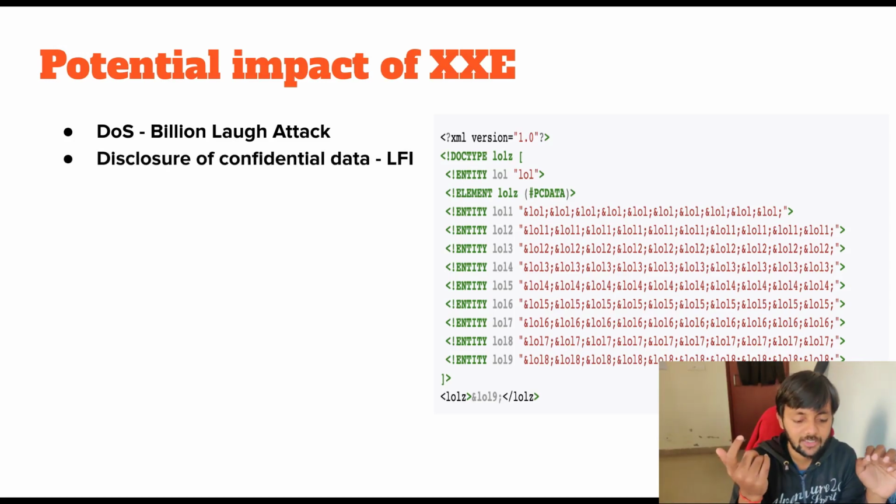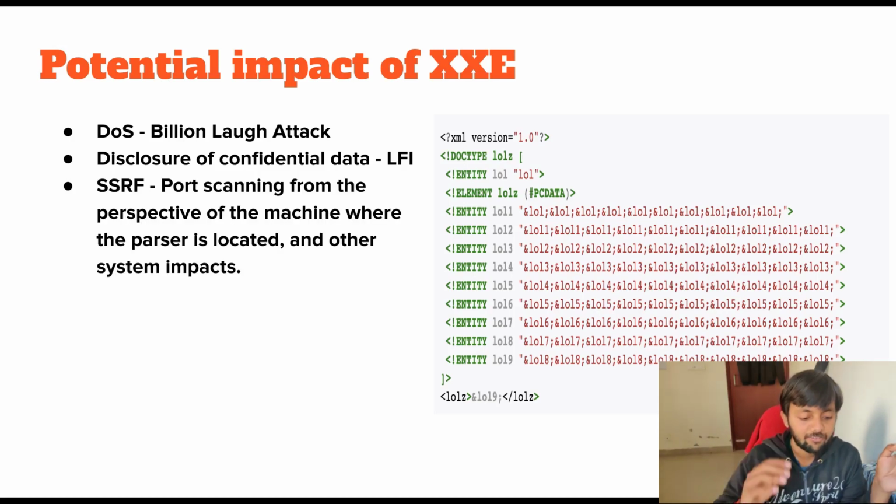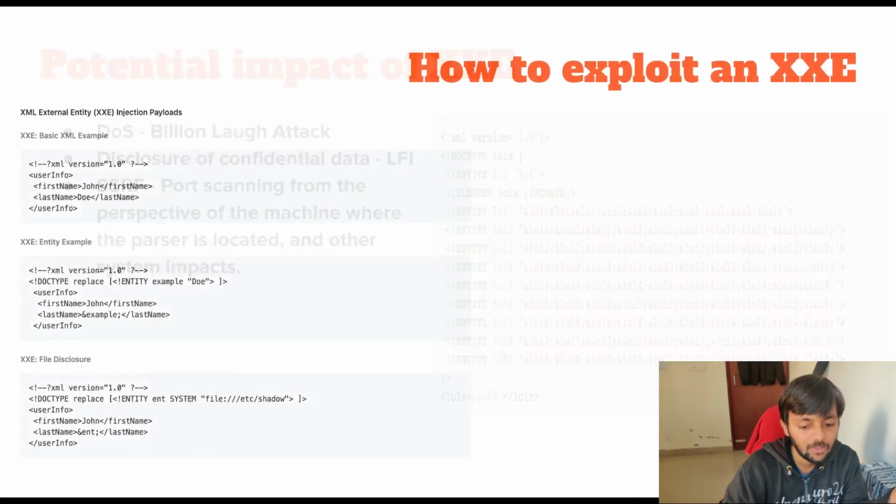Disclosure of confidential data, LFI. We would see in this Portswigger lab as well as in the Twitter report how the attacker could get access to the /etc/passwd file. You could have access to a lot of other files as well. /etc/passwd is just symbolic for any LFI. Then SSRF, port scanning from the perspective of the machine. You could do port scanning internally as well using these XXE attacks, because there's the SSRF aspect there.